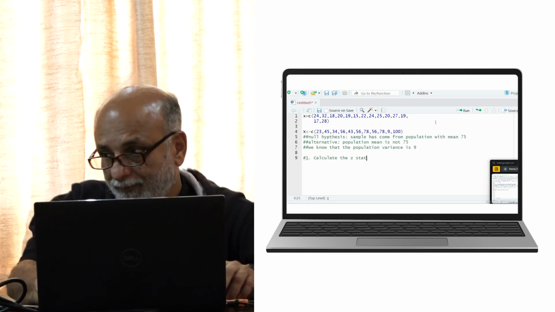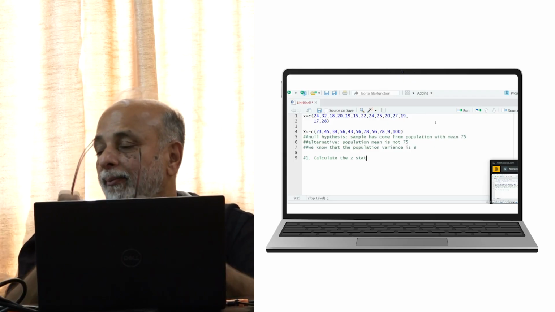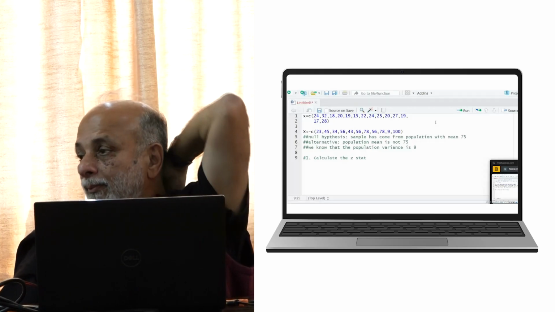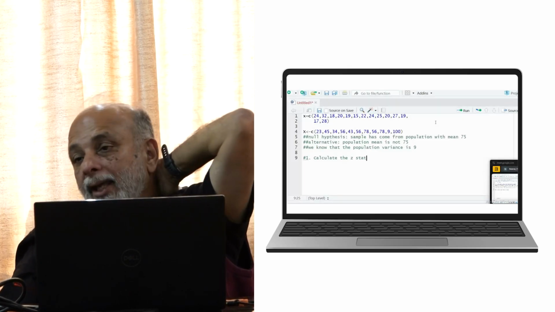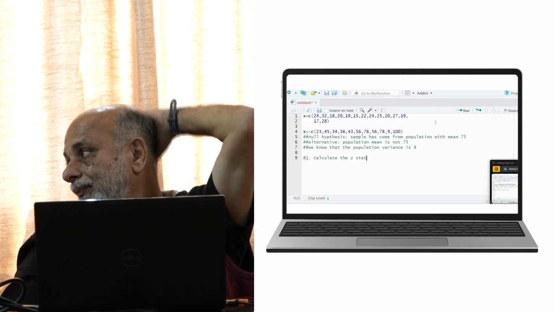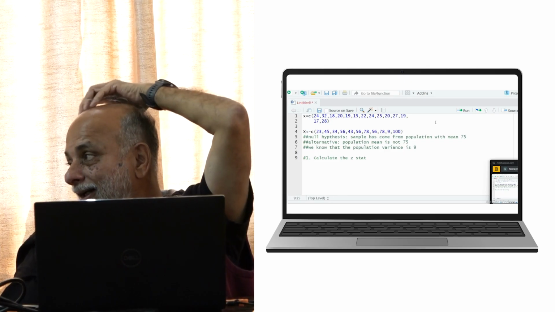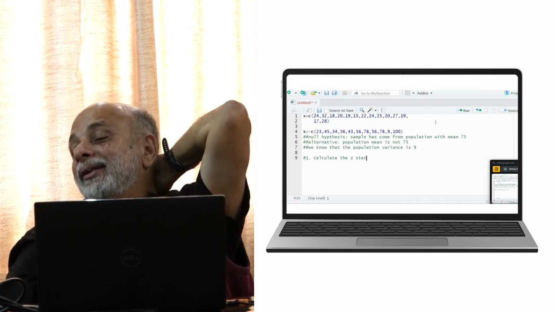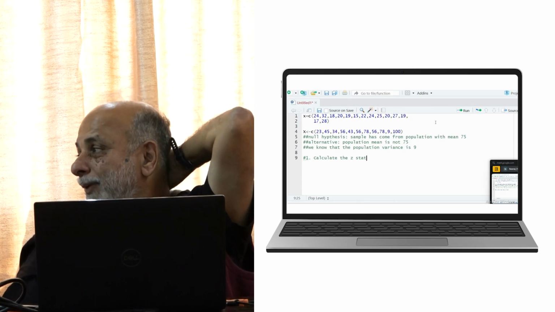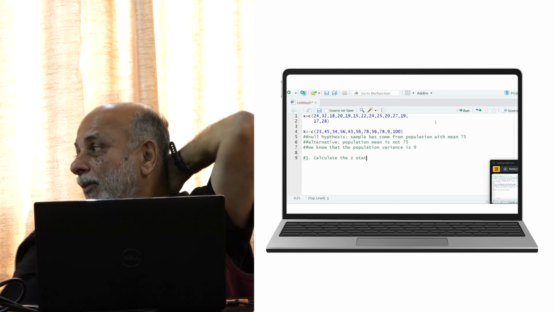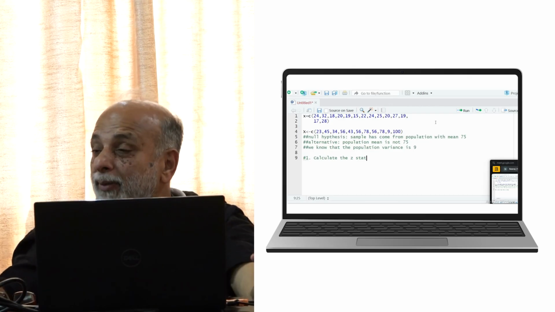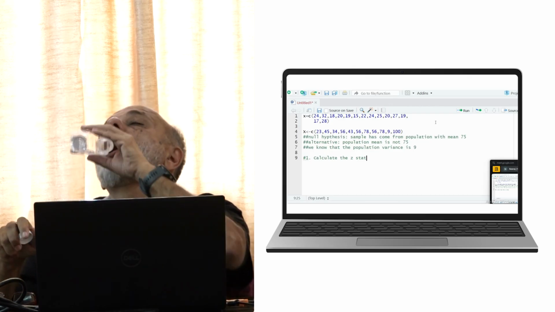Which is root n into x bar minus mu upon sigma. Sigma is known to you. Mu is your null hypothesis. x bar is what you get from the data. Calculate that. Then you have to calculate the p norm, and 2 into 1 minus p norm will give you the maximum probability of type 1 error in this case. So that is the p value. P value and level of significance are different, okay?